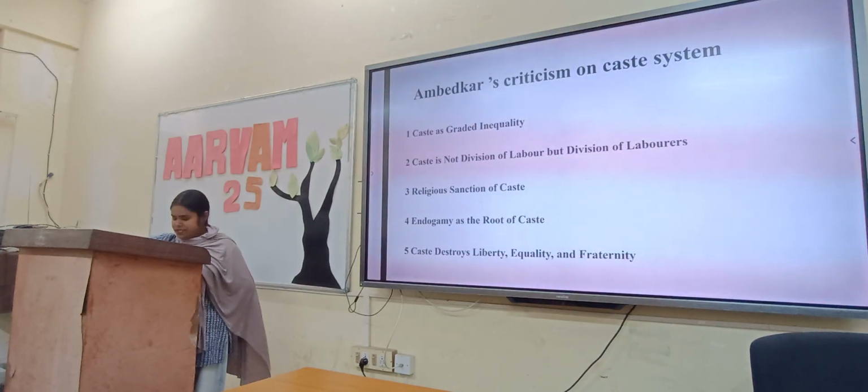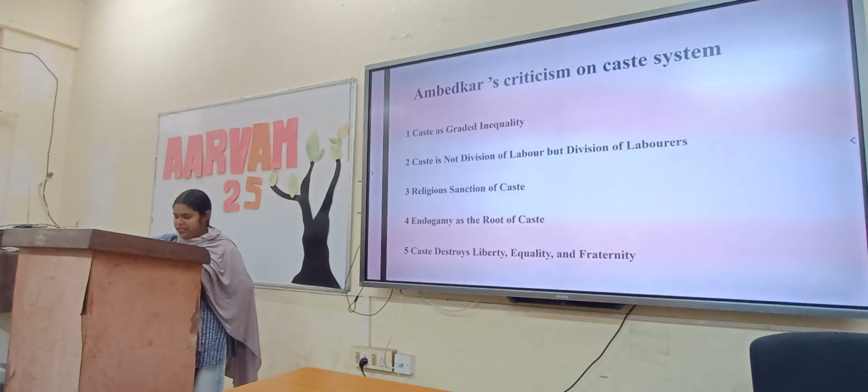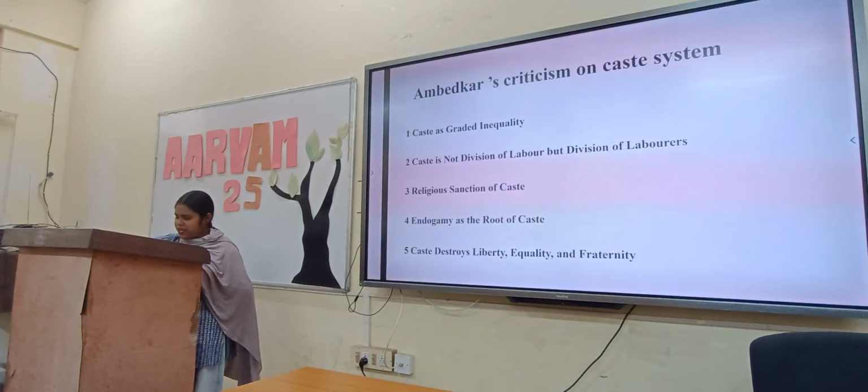Religious sanction of caste. Ambedkar strongly criticized Hindu scripture for supporting caste hierarchy. He argued that caste survives because it is given religious legitimacy. Unless the authority of the Shastras is questioned, caste cannot be destroyed. He insisted that social reform must include a rejection of scriptural justification of inequality.